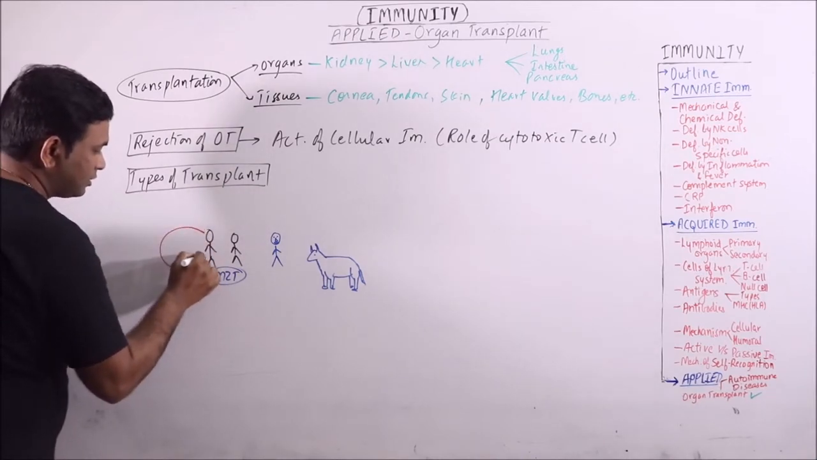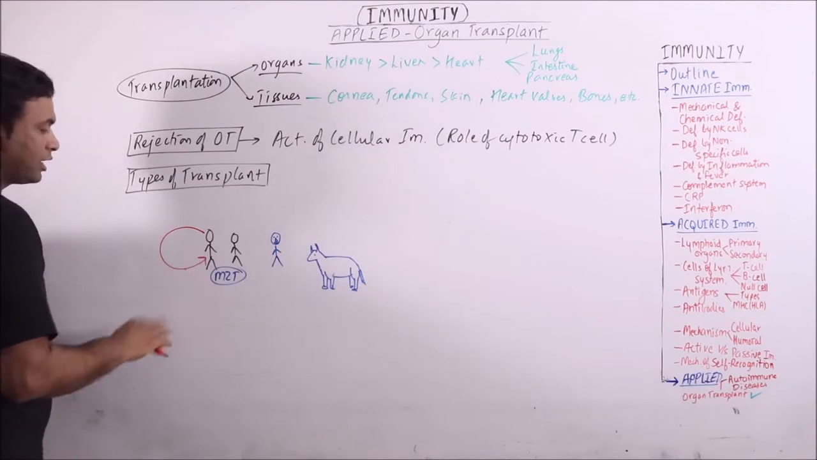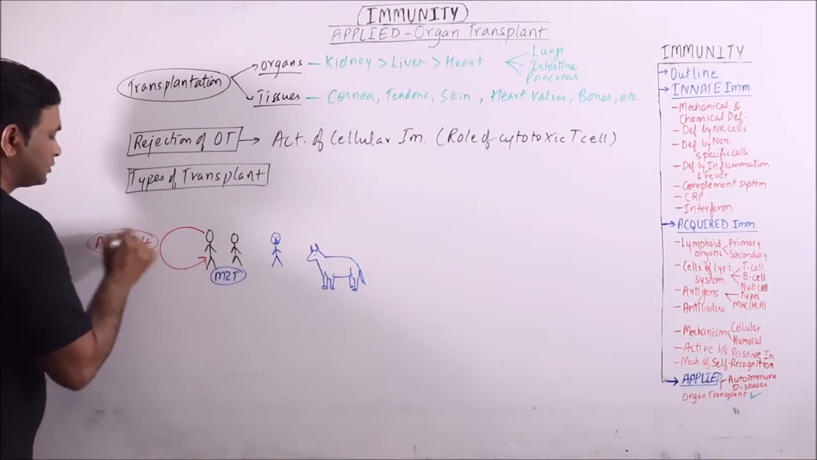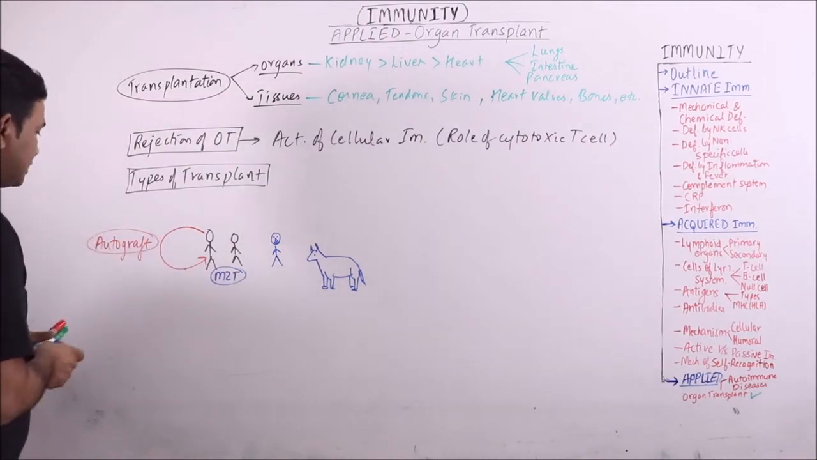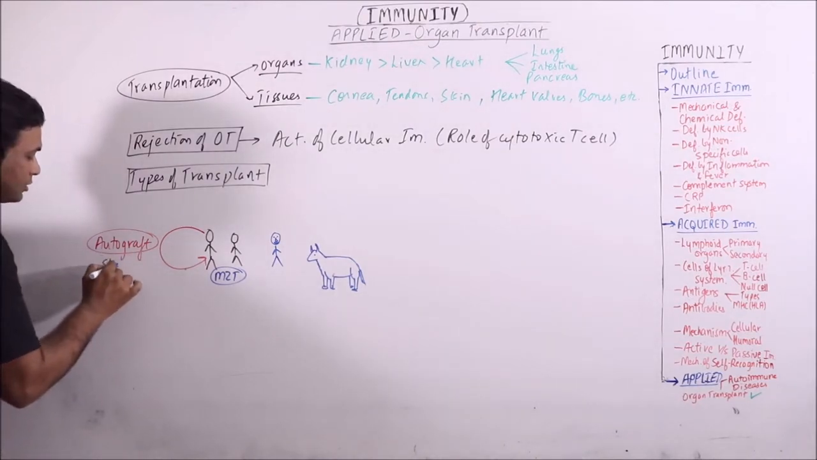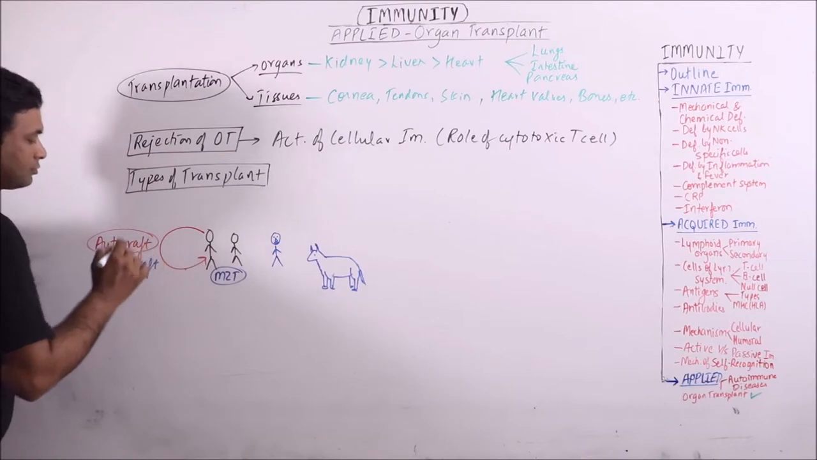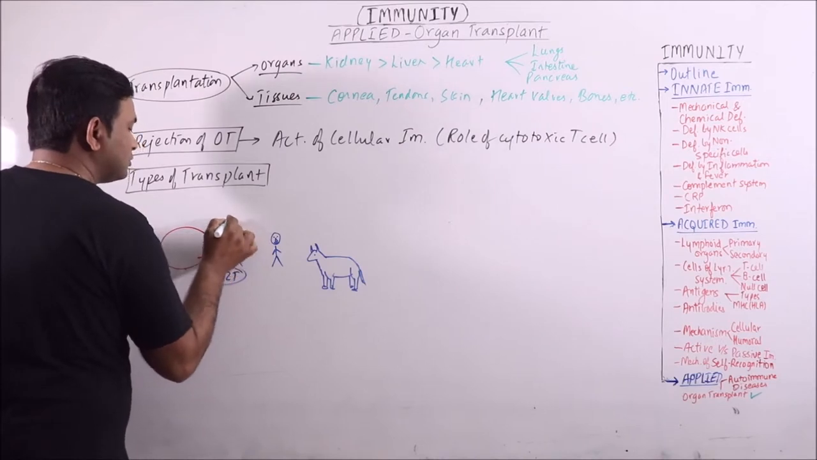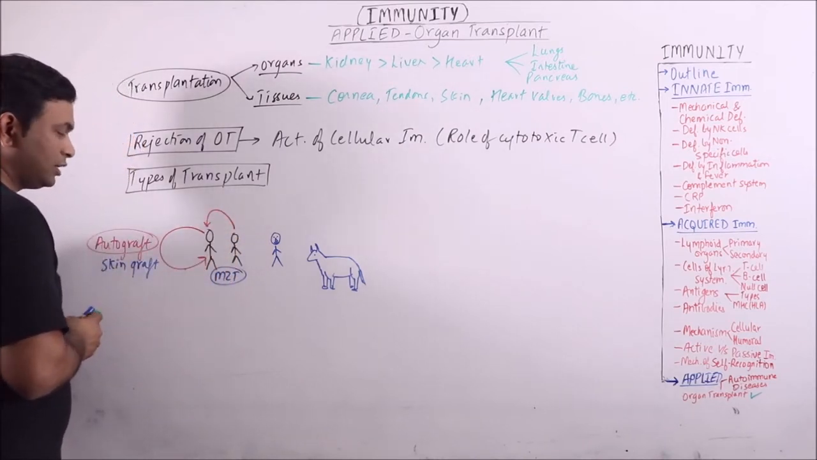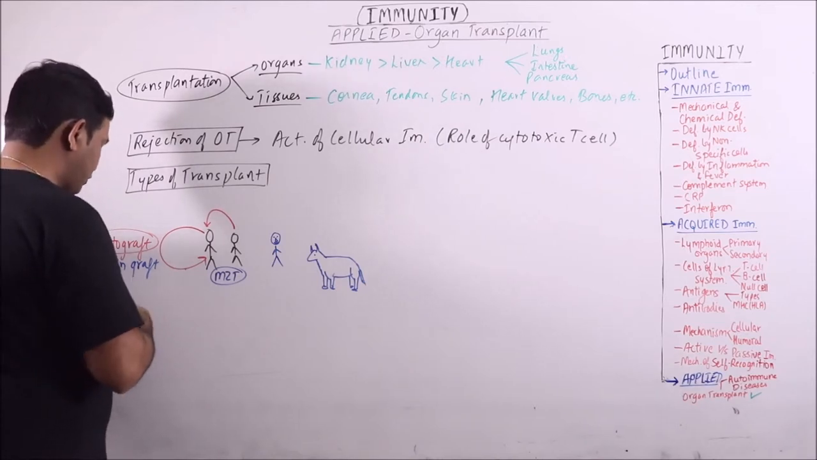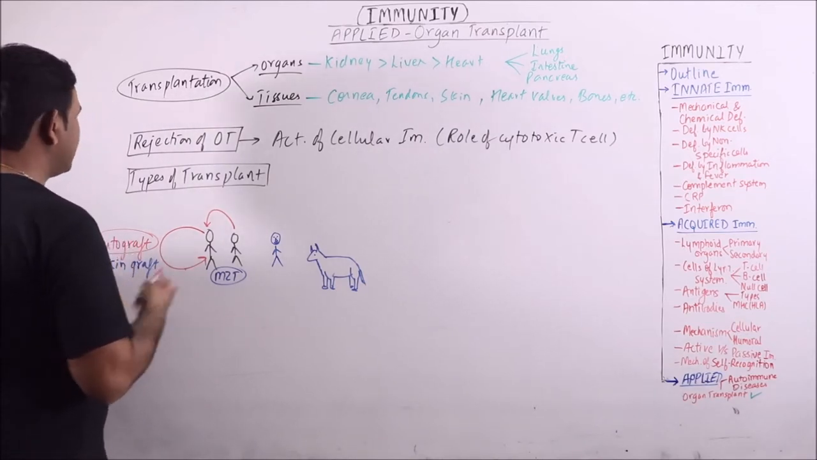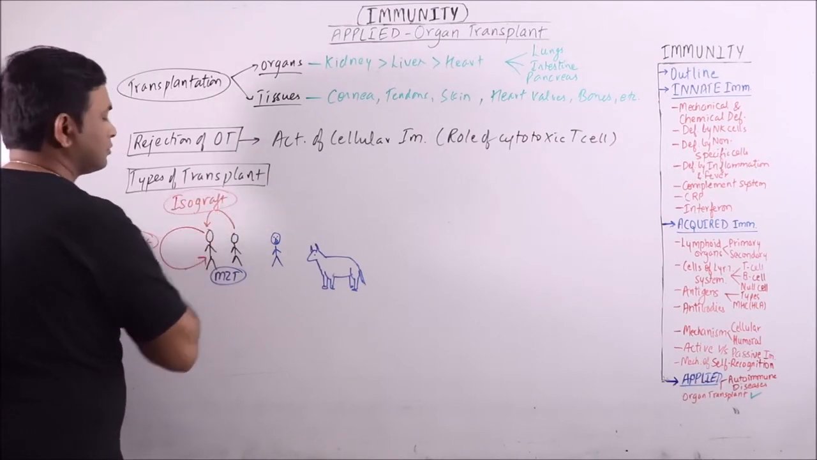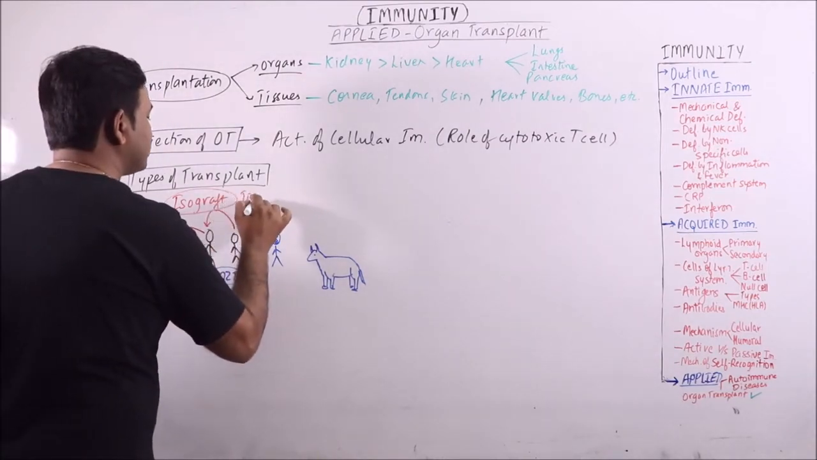So if transplantation of organ is done within same individual, that is donor and recipient are same, it is termed as autograft, and such transplants are never rejected. Example is skin graft. If organ is taken from a genetically similar individual, this is possible only in the case of monozygotic twins, then this type of transplantation is known as isograft, which include tissue grafts.